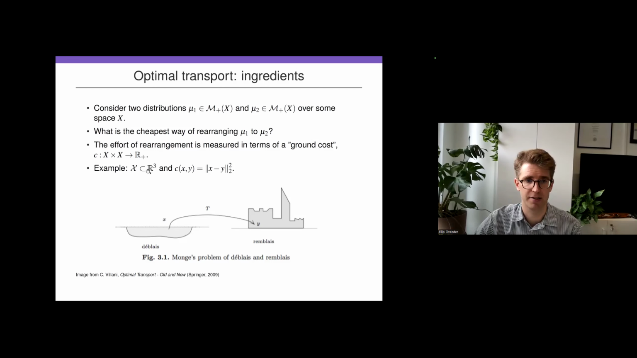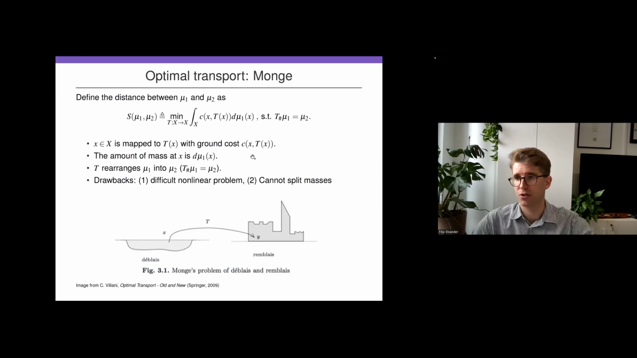Simple example, let's say that the space is some subset of R3, then we could, for example, look at the squared Euclidean distance to say that the further you move something, the more expensive it is, right? The way that this was first formulated by Gaspard Monge was something along these lines. You would want to find a mapping on this space that would rearrange the first distribution to the other. So T# here is the push forward measure. And you would want to find such a mapping such that you minimize this cost functional, saying how much it costs to move from some location x to the image of x, times how much mass you happen to have there.